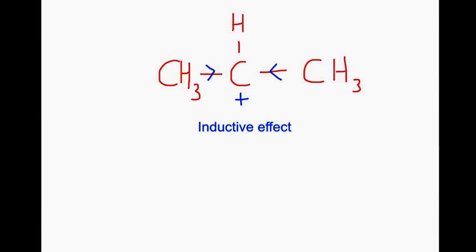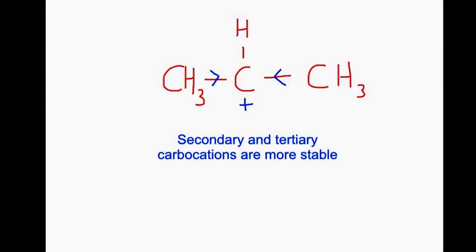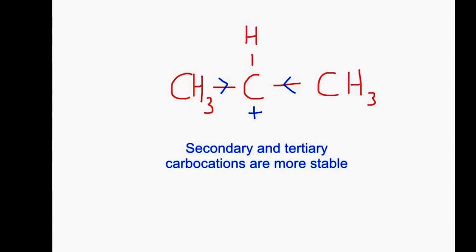And so that means that secondary carbocations, as shown here, or indeed tertiary carbocations, so if you had another methyl group attached instead of that hydrogen at the top, are much more stable. If they're more stable, they're more likely to form, and so therefore they're more likely to be attacked by that chloride ion, forming secondary and tertiary haloalkanes.